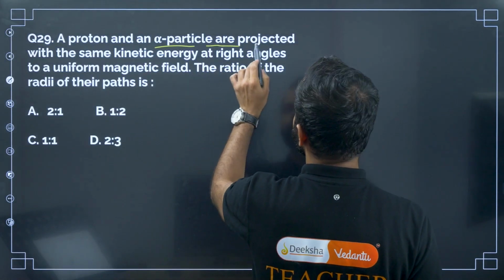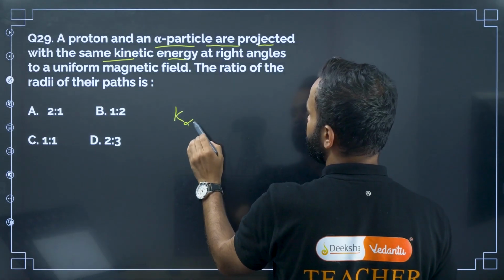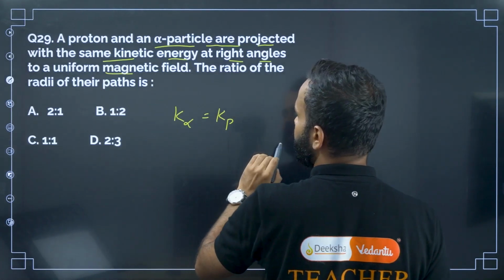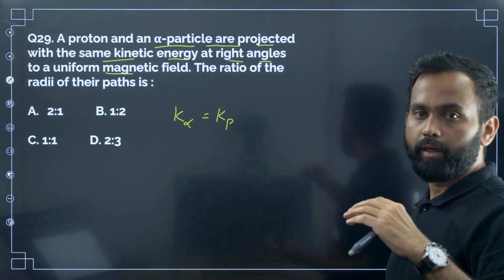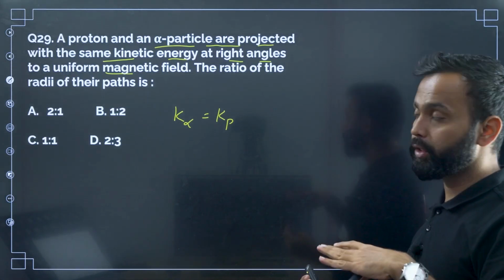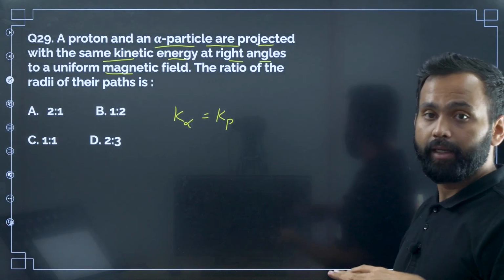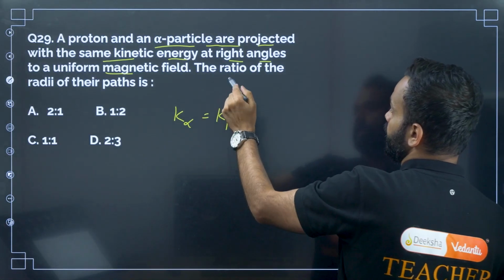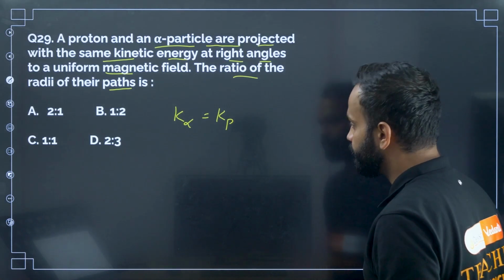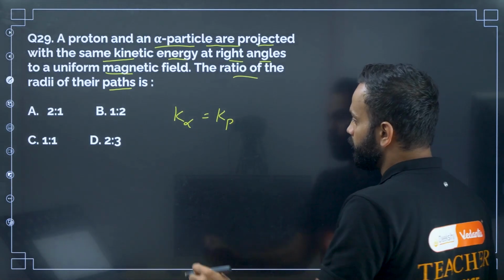Question number 29. A proton and an alpha particle are projected with the same kinetic energy at right angles to the uniform magnetic field. That is, the angle between the velocity of the alpha particle and proton and the magnetic field is 90 degrees. The ratio of the radii of their paths is, so here we need to find the ratio of the radii of their paths.